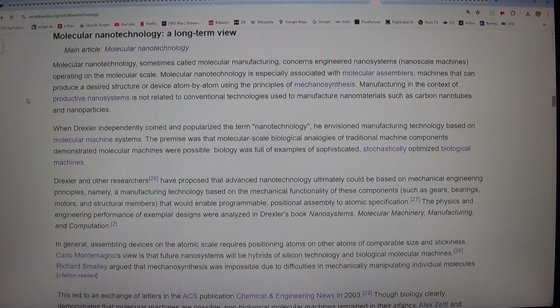When Drexler independently coined and popularized the term nanotechnology, he envisioned manufacturing technology based on molecular machine systems. The premise was that molecular-scale biological analogies of traditional machine components demonstrated molecular machines were possible. Biology was full of examples of sophisticated, stochastically optimized biological machines.